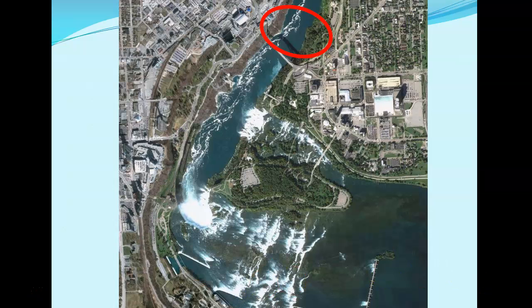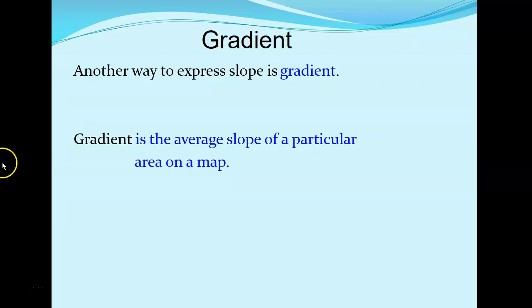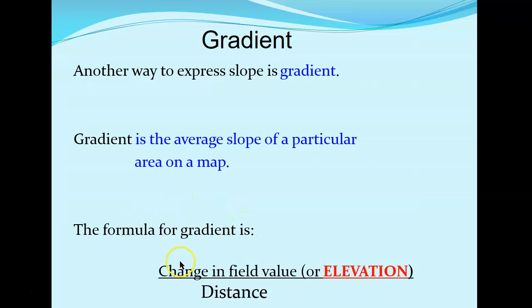So in your notes, guys, you'll notice you have some blanks. You're going to type in your answers, starting right now. Another way to express slope is gradient. Gradient is the average slope of a particular area on a map. Usually they give you the 2 points. They don't always draw a line between the 2 points on a map, but they always give you the 2 points. The formula for gradient is the change in field value over distance.